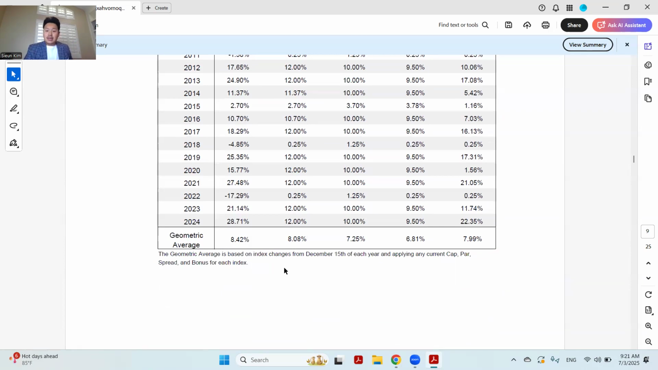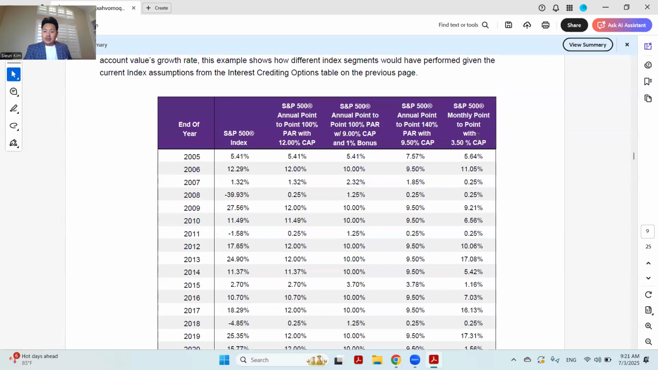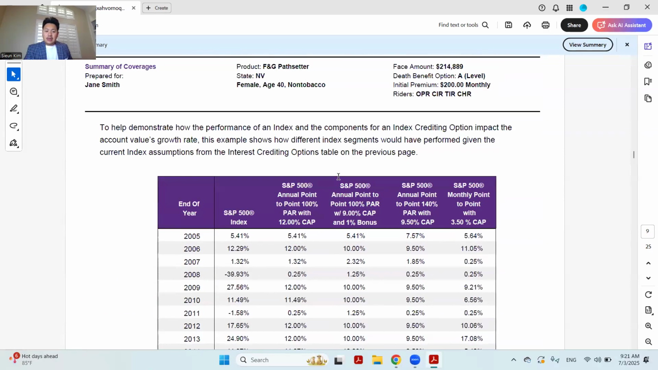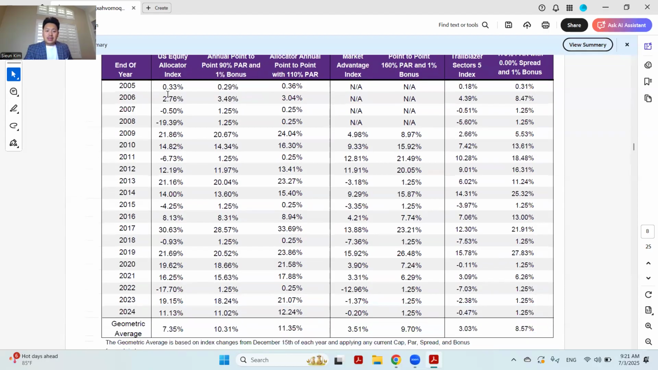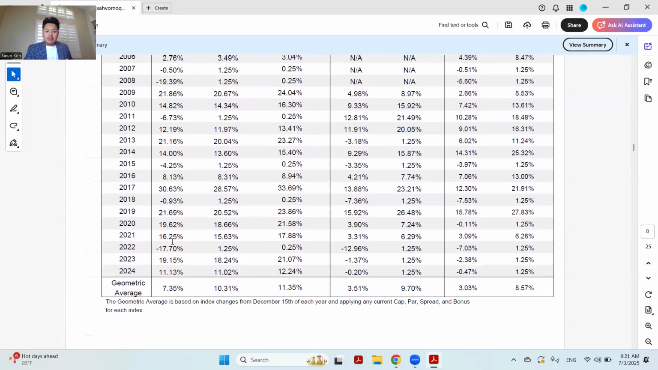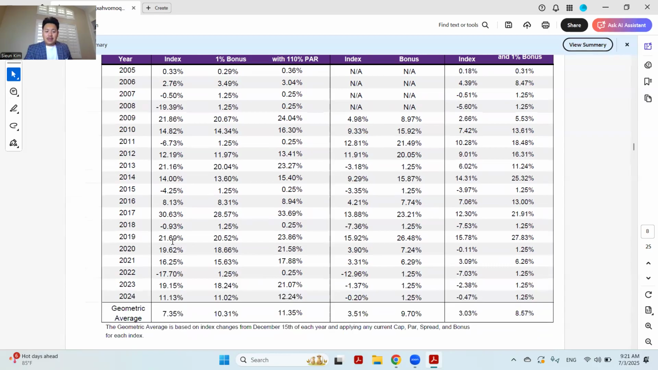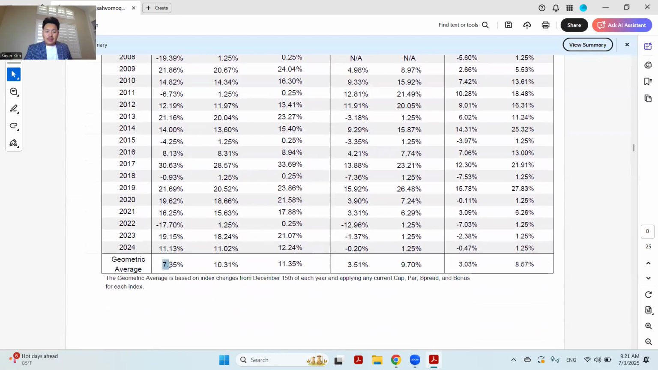That's the selling point. And to the right, it shows you different options in the S&P 500 you can opt in for. And this is even more interesting. Morgan Stanley US Equity Allocator Index. This is an actual index in the stock market. You see negative 19, plus 21, right? It did up and down, right? And what was the average over the last 20 years? This index, particularly in the stock market, is 7.35% average over the last 20 years.